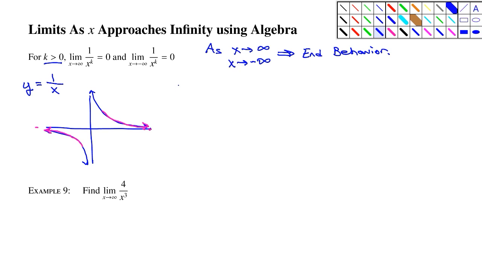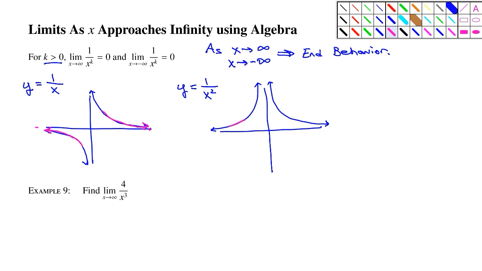Well then, what about y is equal to 1 over x squared? 1 over x squared looks something like this. And still, as x goes to negative infinity, it gets closer to 0. As x goes to positive infinity, it gets closer to 0 as well. So basically what's happening is that as the x's go to infinity, then x to the k power goes to infinity as well.